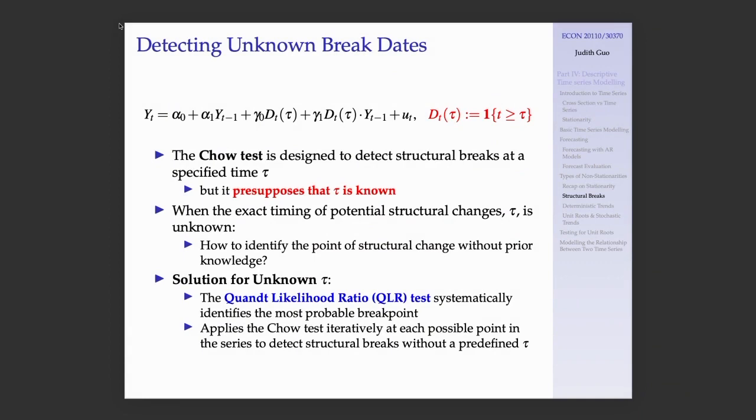A common approach in the literature is the so-called Quandt likelihood ratio test, or QLR. That will allow us to systematically identify the most probable breakpoint. Essentially, it's about applying the Chow test at every single possible date over an interval, and we'll find the one that is most likely to happen within that pre-specified interval.